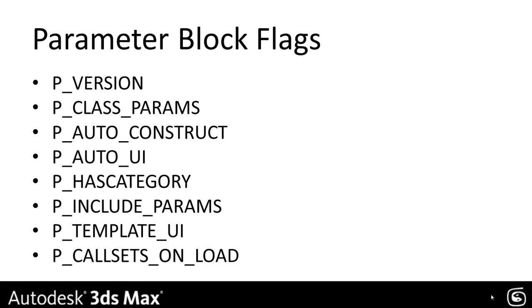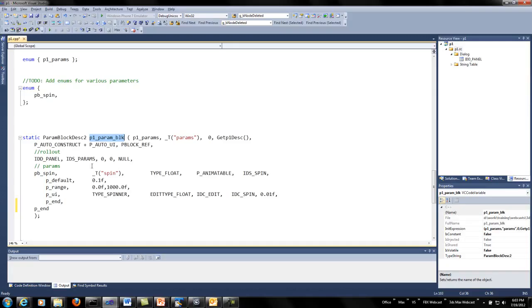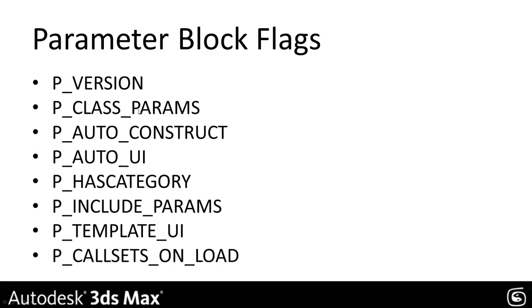So then let's talk a little bit about the parameter block flags. So here's the list of different flags that can be used. You saw the P auto construct was in our last example, and the P auto UI. So these all fit into this area. You can have multiple flags there, and all of these have different meanings. So I'm not going to read through all of the different definitions here, but you can look in the documentation and it'll tell you exactly what all of these things mean.